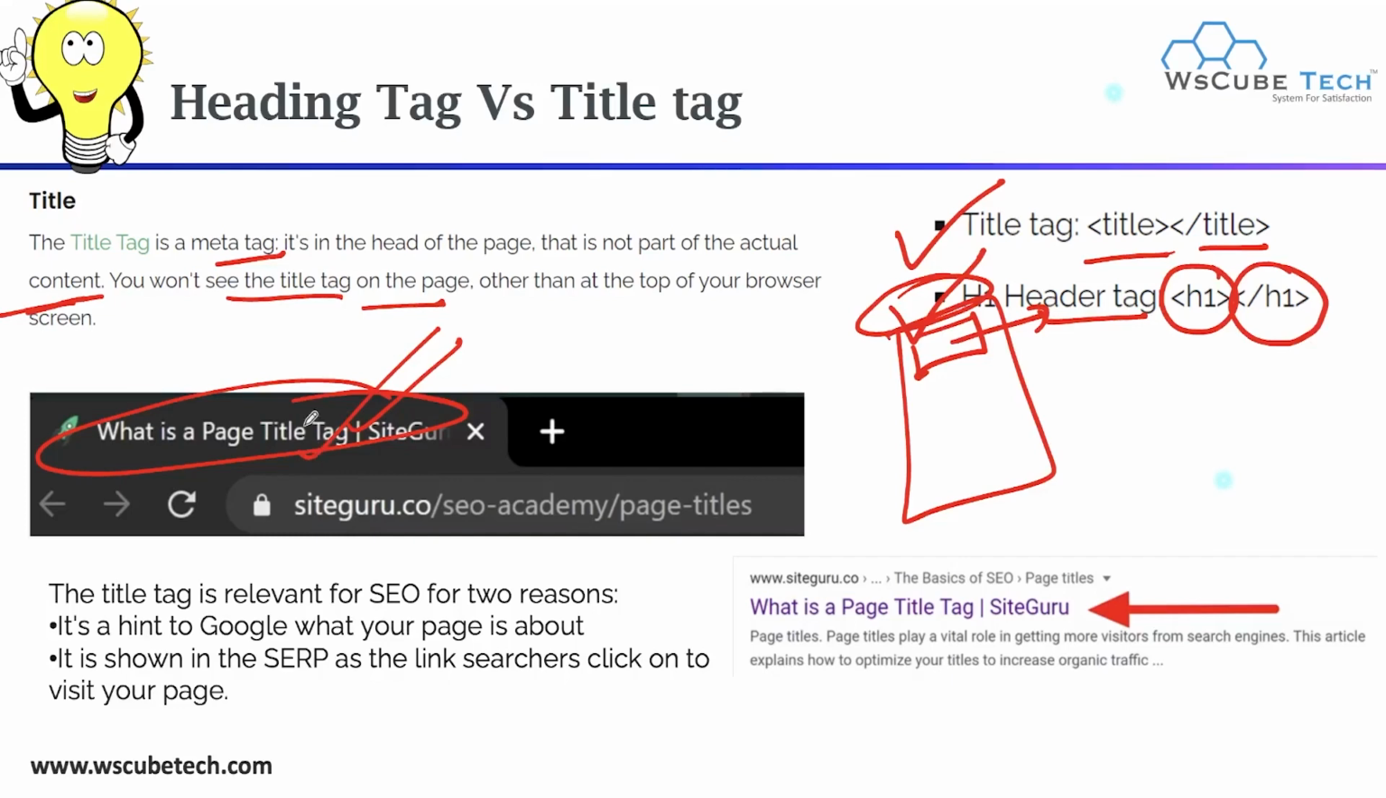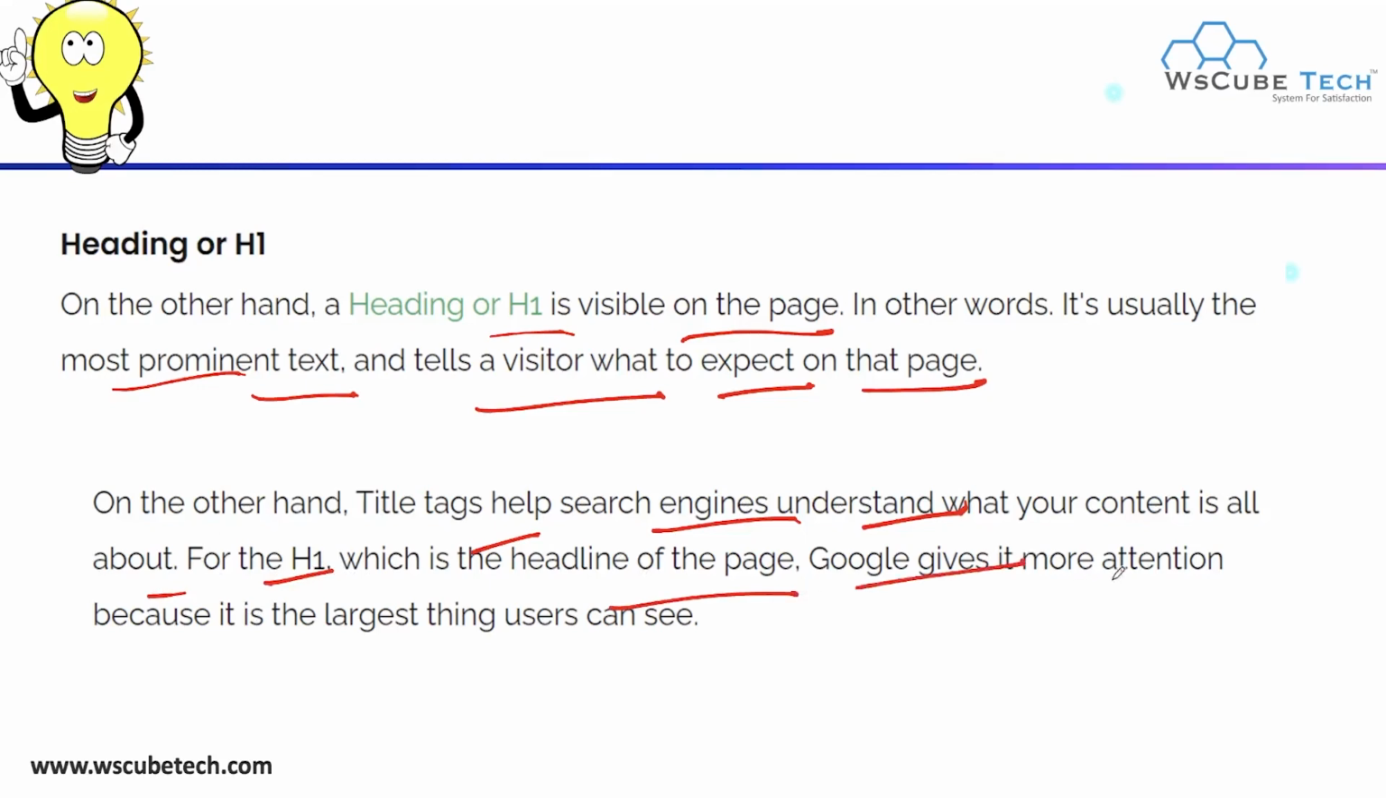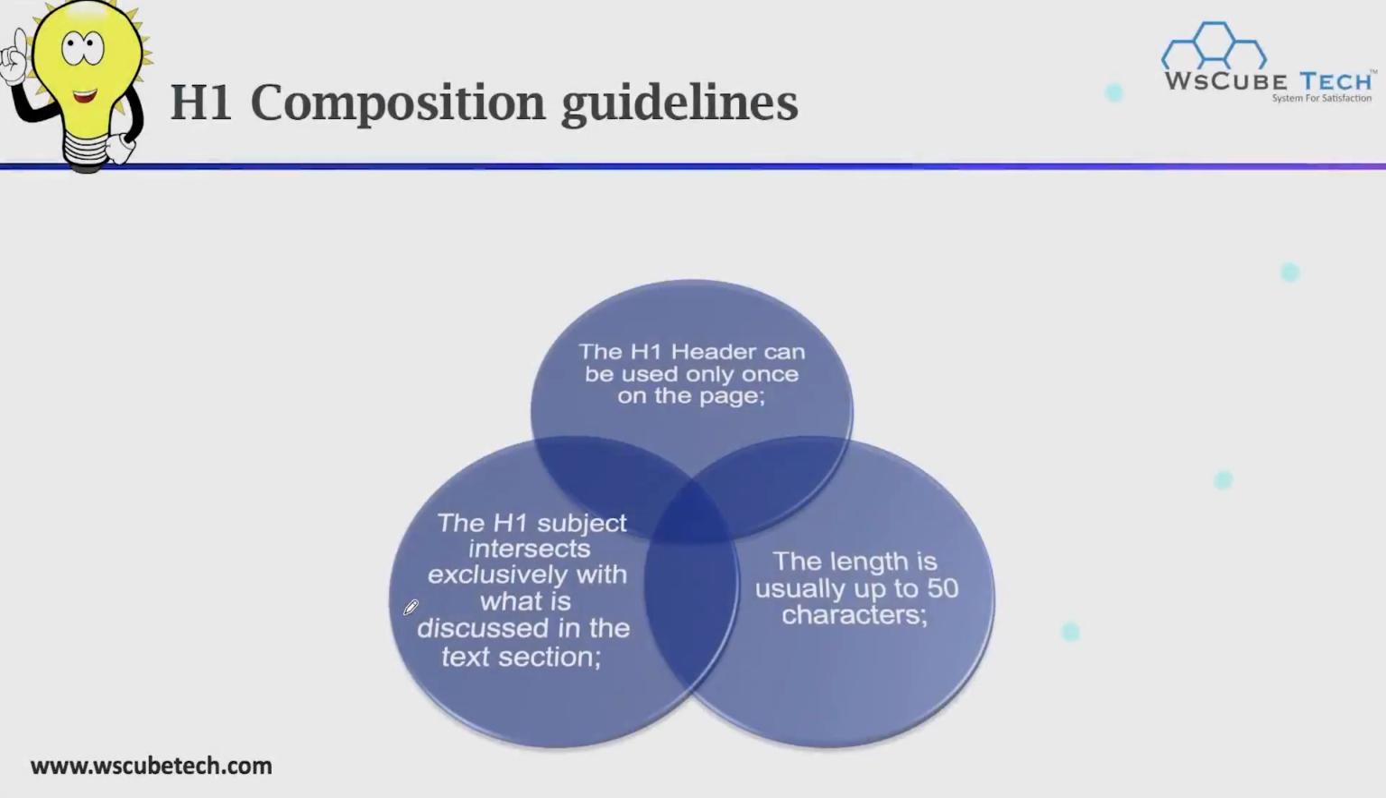Your title tag is visible on your search engine result page, and your header, which you can see on your web page, this is your H1 tag here. Okay, so H1 is visible on the page and it is usually the most prominent text that tells the visitor what to expect on that particular page. And the title tag helps the search engine to understand what your content is all about. For the H1, which is the heading of the page, Google gives it more attention because it is the largest thing users can see on your web page.